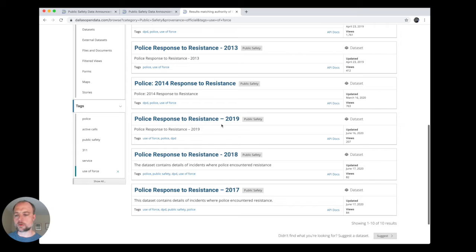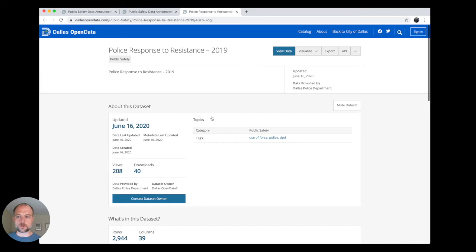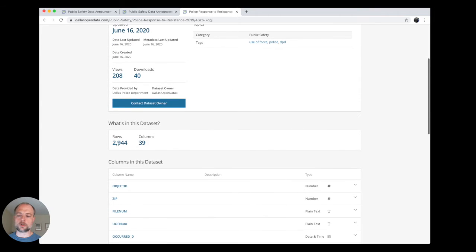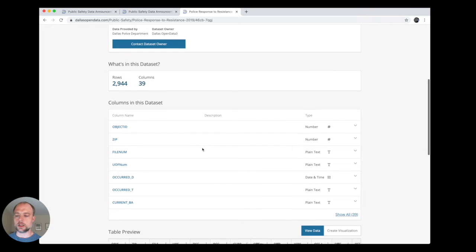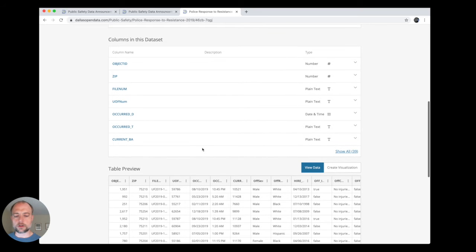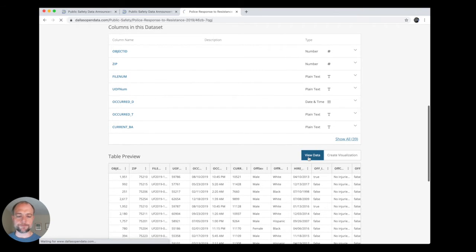I want us to look at the 2019 data. I'm going to talk about this data set. So the response to resistance is the application of the use of force. So again, we have the data set here. It has 2,944 rows, 39 columns. Again, like we saw with all the data sets except for police incidents and active calls, we don't have a description of the columns. So we're kind of left to figure this out for ourselves, unfortunately.